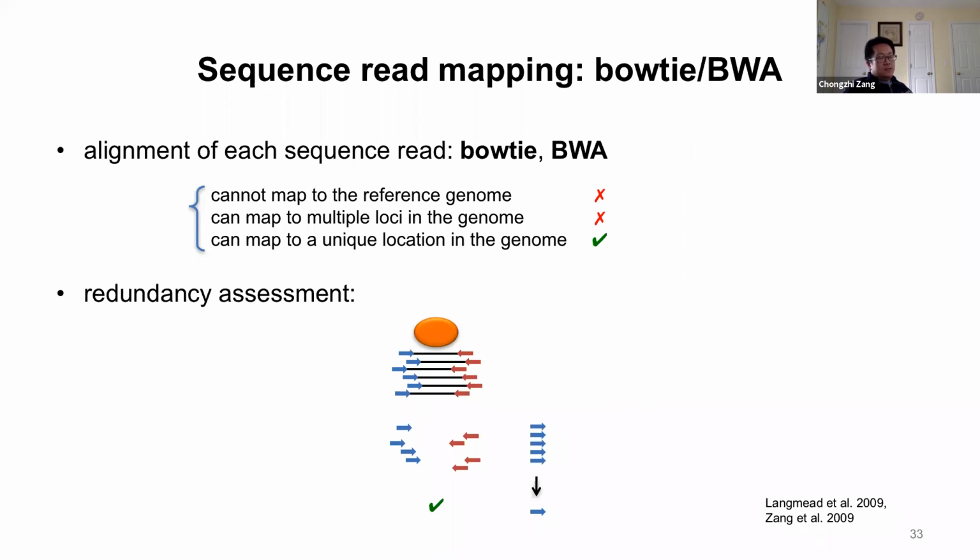But recently, as long as the sequence quality is still high, I think both Bowtie and BWA can still keep this information, as a score giving some weight and mapping to all these locations in the genome. But this is not an extremely essential point in this part. The most important thing is that we keep the sequence reads that can uniquely map to one location in the reference genome. And the next thing I want to talk about is the redundancy assessment.